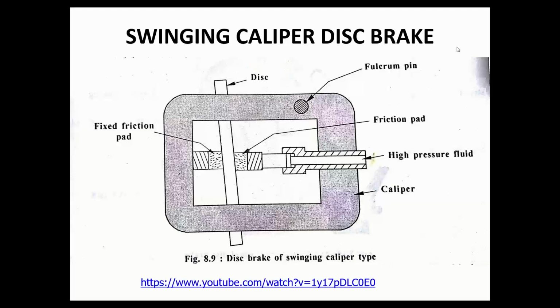So this is the swinging caliper type. This is the second type of disc brake which we have discussed. Moving to the next one.